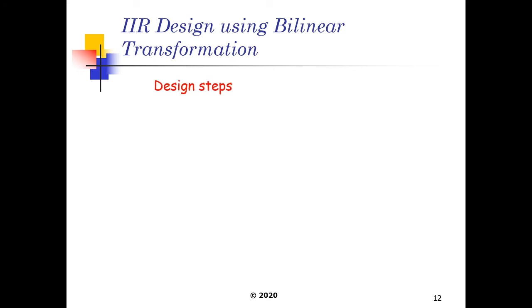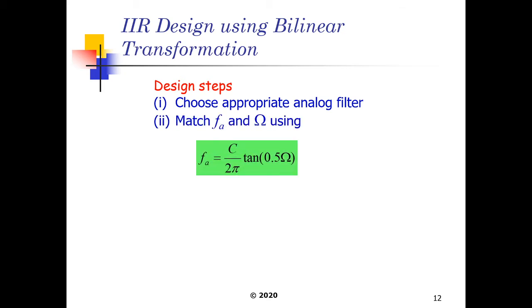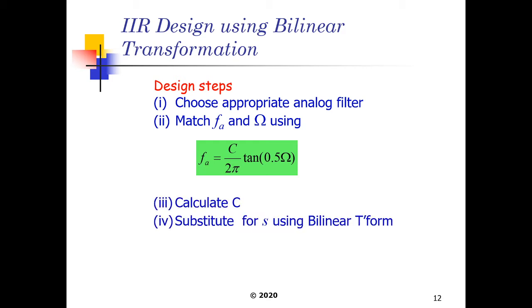So the design steps of the bilinear transform are: we first choose our appropriate analog filter. We match the analog frequency and the digital frequency using the f of a equation, as seen in this green block. We then rearrange it accordingly and calculate for C. And once we have C as our constant, we substitute for S using the bilinear transform. So actually, let's watch this in a physical example.